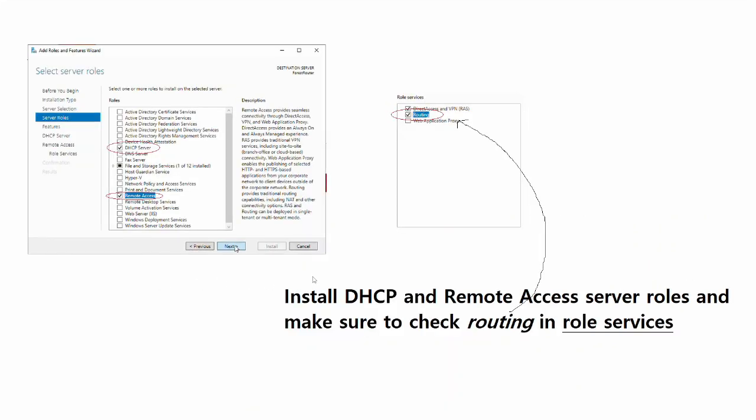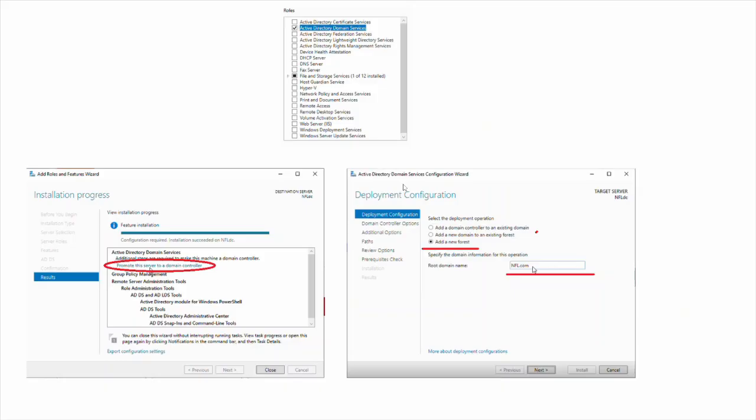Okay, then we're going to install DHCP and remote access server roles and make sure to check routing in the role services because remember, forest router is a router. We're just making it a router. It's not a domain controller like the other 3. It's not as cool, but it runs the show because it's the default gateway for those networks.